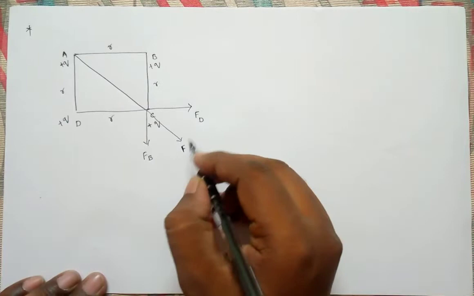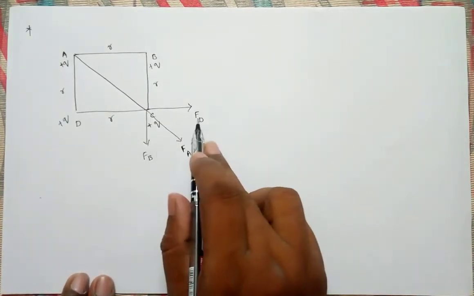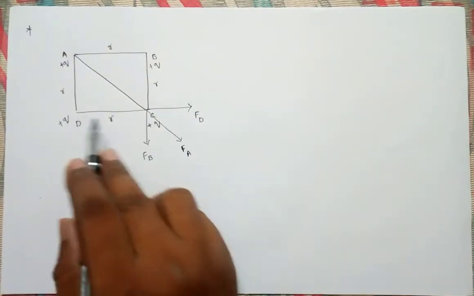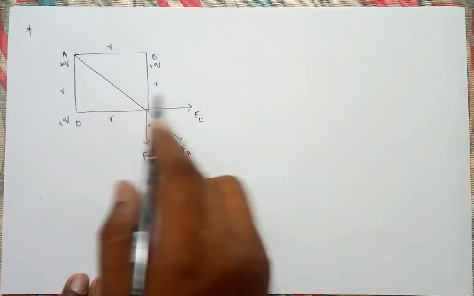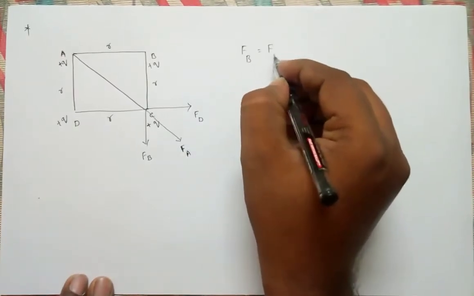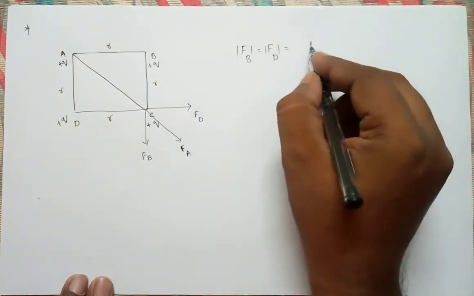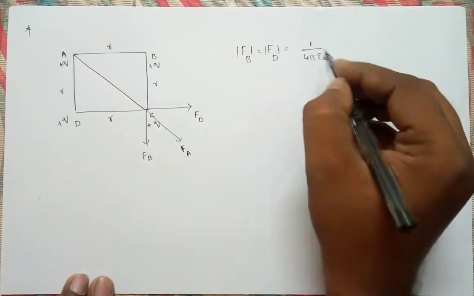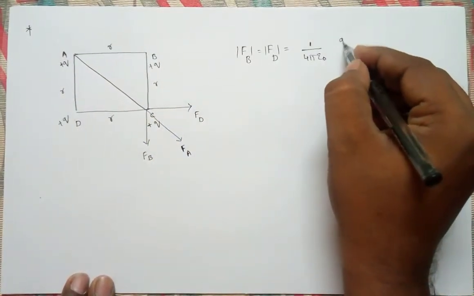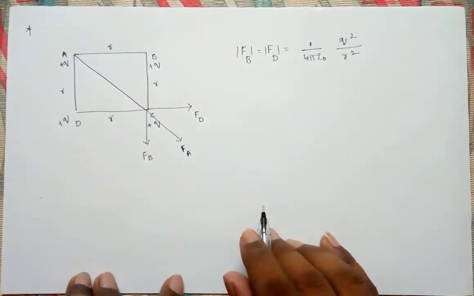that is FA. Now FB and FD are both the same in magnitude. Why? Because the product of the charges is the same as well as the distances. So FB is equal to FD in magnitude, that is 1 upon 4 pi epsilon naught into Q1 Q2, here Q square, by the distance R square.